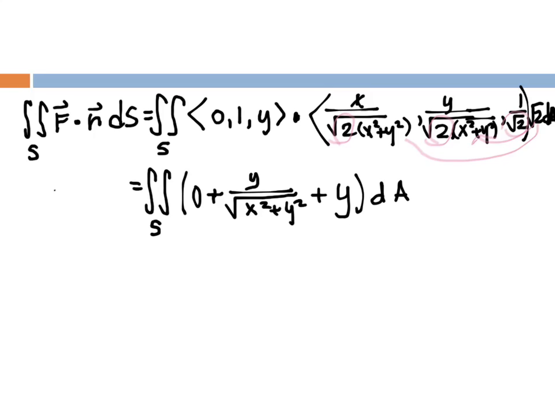What do you think we might do next to get this? I mean, we're obviously going to have to find limits of integration. Do we want to leave it in xy, or do we want to change it to something different? What do you think?